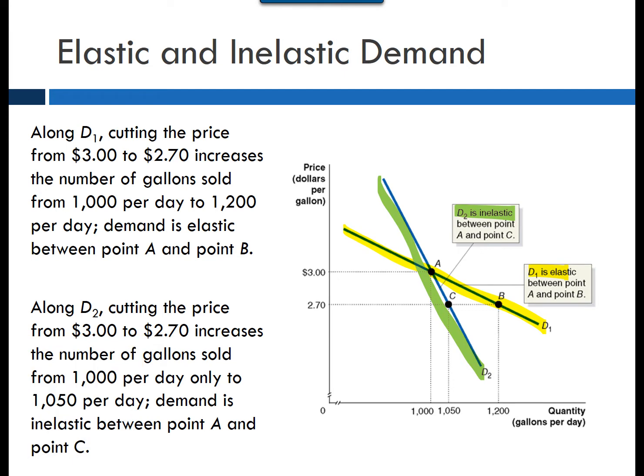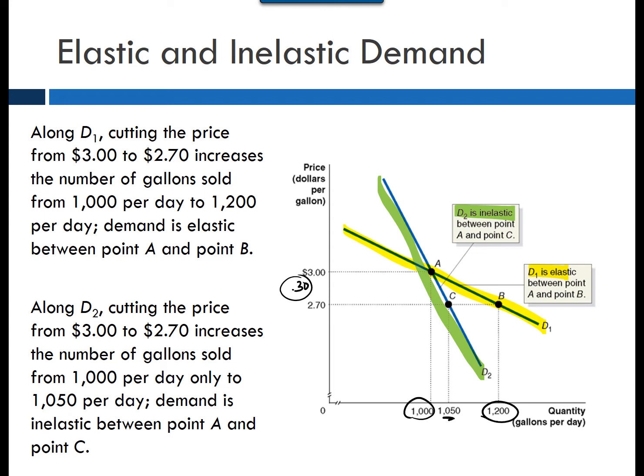In both of these cases, we see a 30% decrease in the price, okay? So the price went down by 30 cents, and for D1, that caused us to gain 200 extra. So we went from 1,000 to 1,200. So a 30 cents drop in the price caused a 200 gallon increase in the quantity. With the steeper demand curve here in D2, that same 30 cents, that's still the same price drop, but we only gained 50 extra customers.